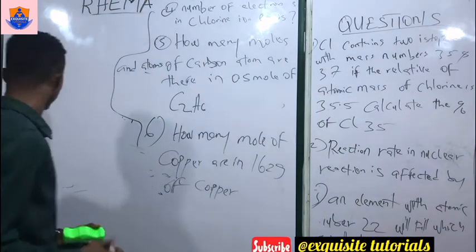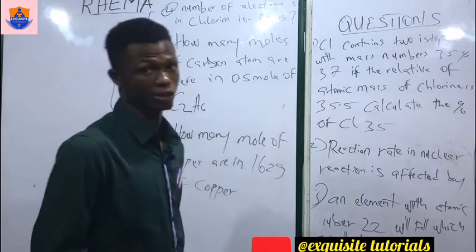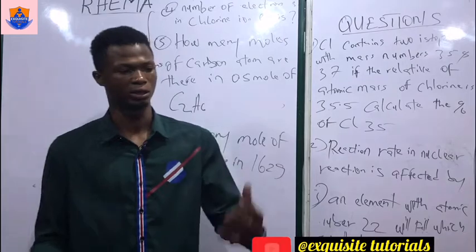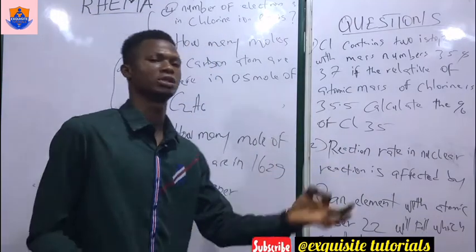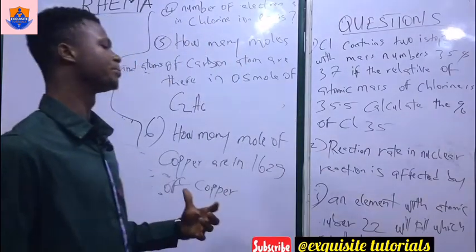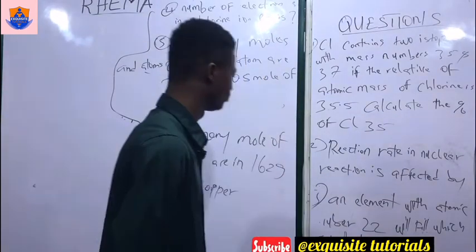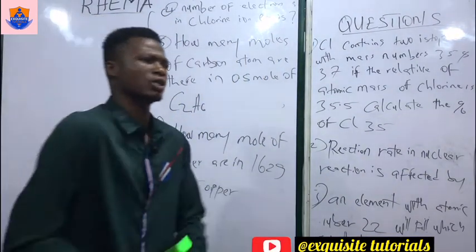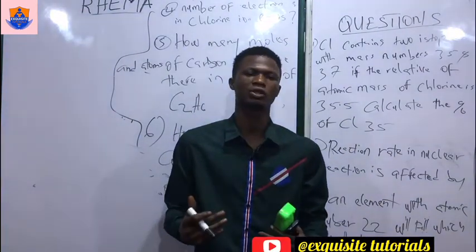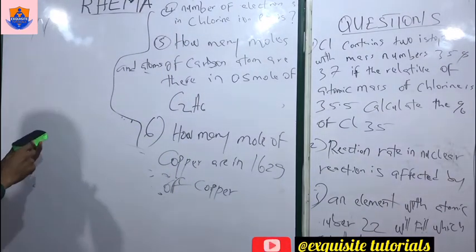Now, in your past question, if you see a question like this, it was actually given like this. They said the reaction rate in nuclear reaction is affected by the pressure, the temperature, the concentration, and I think the number of nucleus or the amount of nucleus? Now, when we talk about nuclear reaction, what is nuclear reaction? Nuclear reaction is a reaction that occurs spontaneously. Spontaneous.